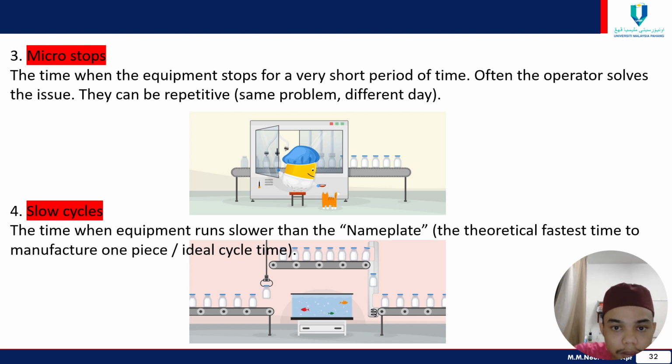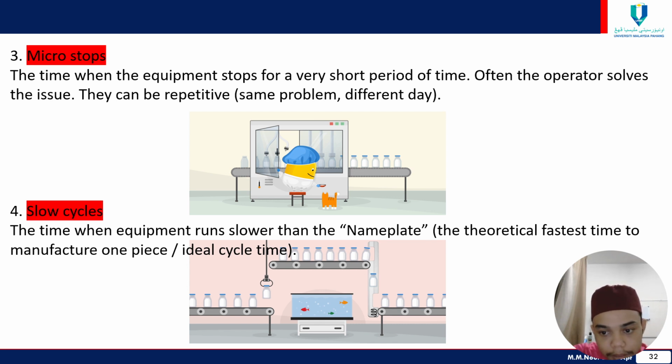Next, micro stop, the time when the equipment stops for a very short period of time. Often the operator solves the issue. They can be repetitive, the same problem on a different day. For example, the operator needs to reach for the tools to loosen a nut or something, so it takes time for the operator to take the tools.